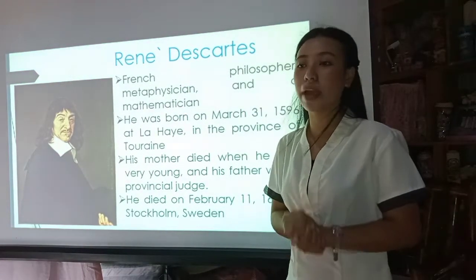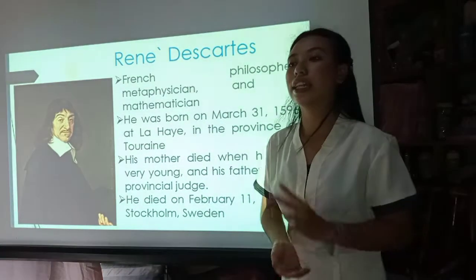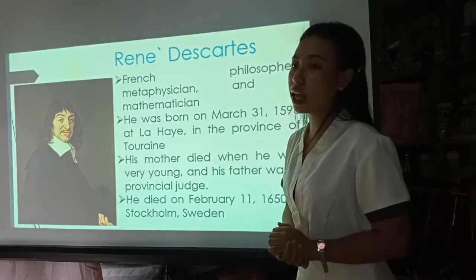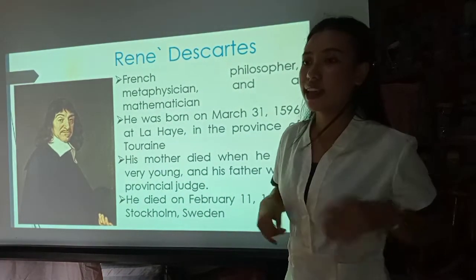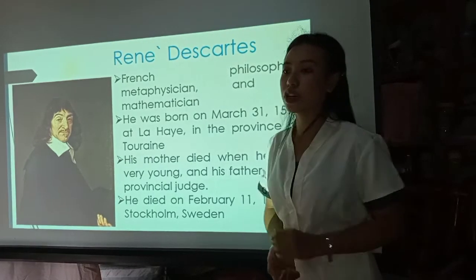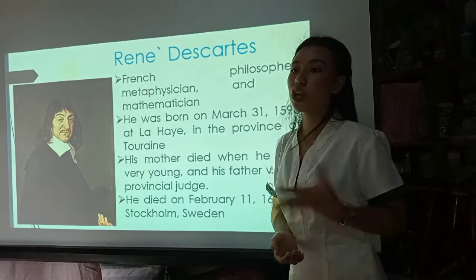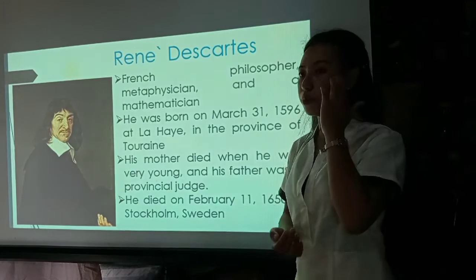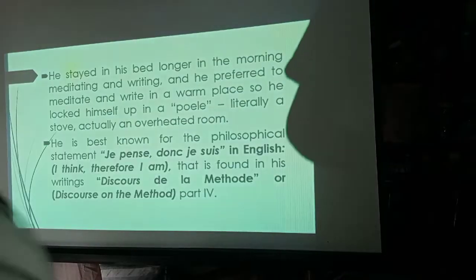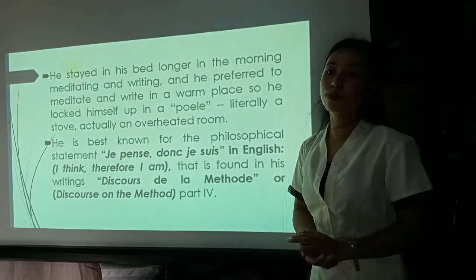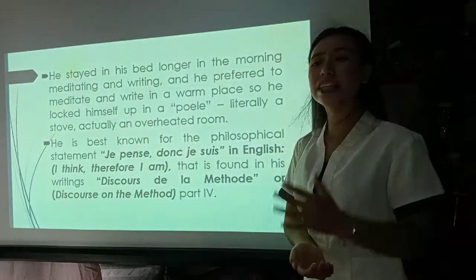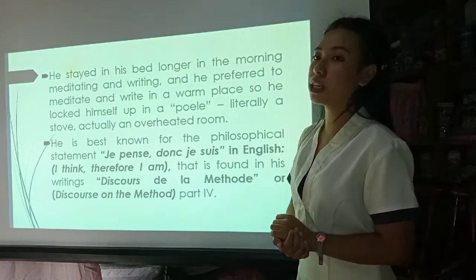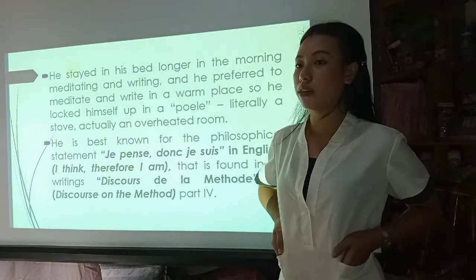Descartes was very ill during infancy and childhood. He was not expected to live long, so his teacher at La Flèche recognized his physical weakness and treated him with exceptional consideration. Regular attendance in lectures was not required of him, so he was allowed to lie in bed each morning as late as he pleased. He stayed in his bed longer in the morning, meditating and writing, and he preferred to meditate and write in a warm place, so he locked himself in a poêle.